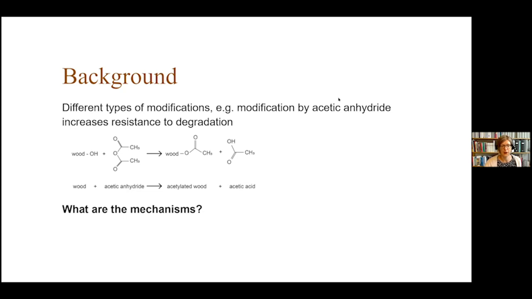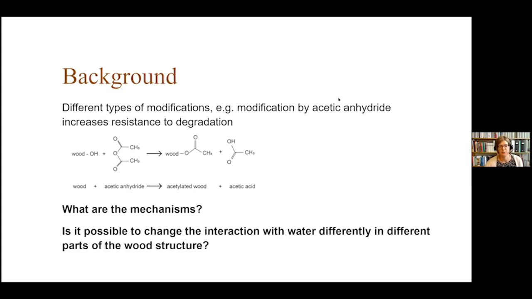In order to reveal that, we would need to do experiments where we can limit the fungi's access to water in different parts of the wood structure separately. So the question we asked ourselves before starting this work was whether it's possible to change the interaction between water and wood differently in different parts of the wood structure. Because if we could do that, we could investigate the influence of access to water in cell walls separately from access to water in cell lumina, for example.